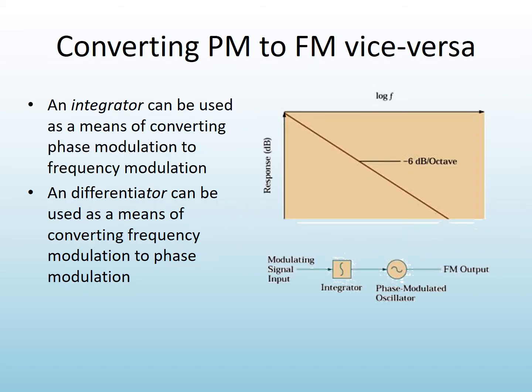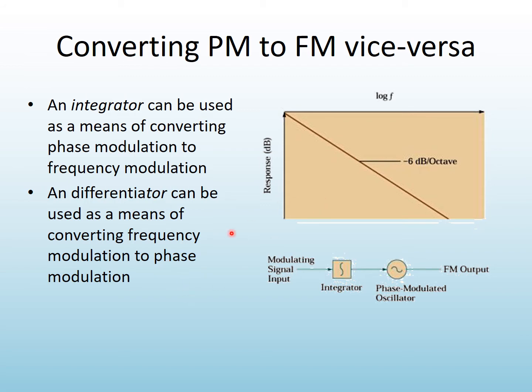So, how can you convert a PM to FM and vice versa? We have already seen how to generate a PM signal and the FM signal in the previous video lecture. Now, to put it in simple words, an integrator can be used as a means of converting a phase modulated signal to a frequency modulated signal. And vice versa, a differentiator can be used as a means of converting frequency modulation to phase modulation.